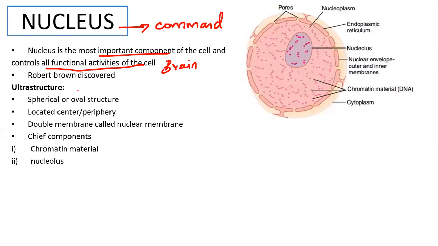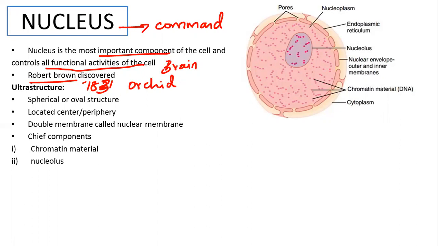This nucleus was first discovered by Robert Brown in 1831. He discovered a dense spherical body in the cell of an orchid, and named it as a nucleus.